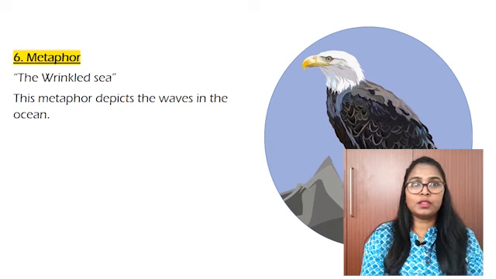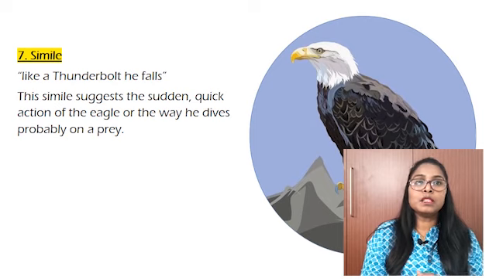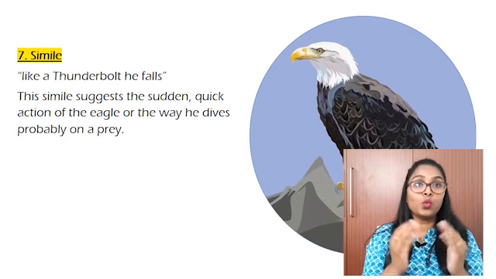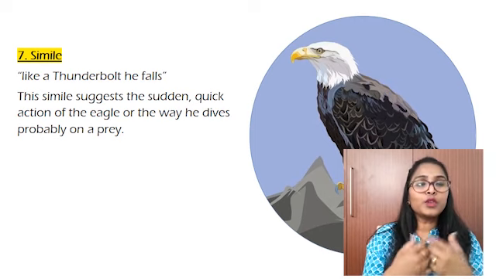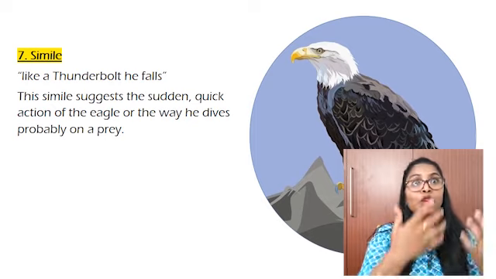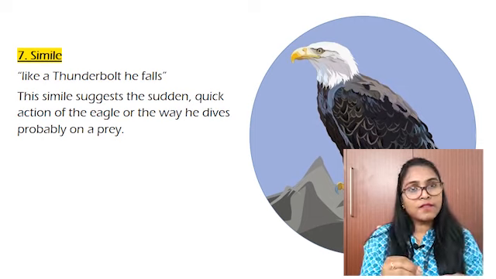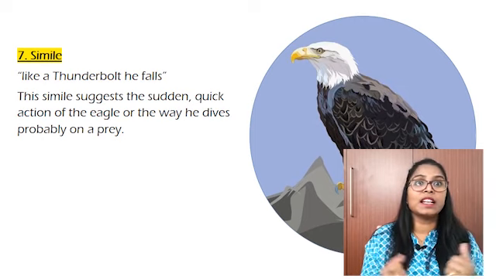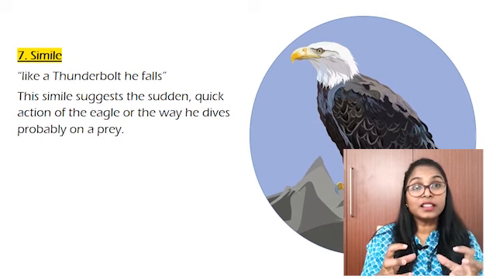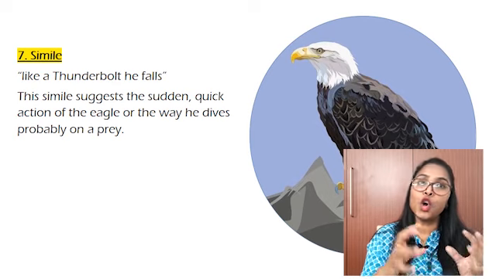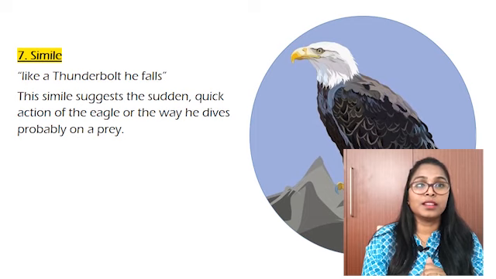Now we have also got a simile in our poem. Now what do you mean by simile? Simile means when you compare two things. Now what are the two things we are comparing? Like a thunderbolt, he falls. Who is falling? Our eagle is coming down, or it is falling like a thunderbolt. जैसे हमारी बिजली कड़कती है और नीचे आती है, in that same way our eagle is also coming down to catch its prey. So it is a simile which has been used by the poet. The simile suggests the sudden quick action of the eagle towards its prey whenever it sees the prey.